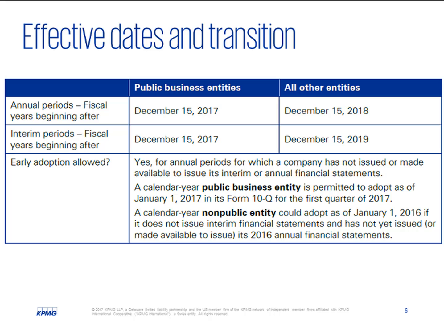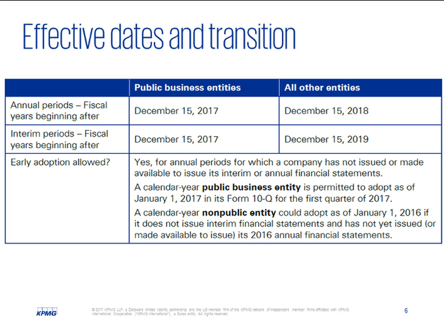All other entities can early adopt as of January 1, 2016, as long as they haven't issued interim or annual financial statements for 2016. Wait, so that means that a public company will need to decide really quickly whether it wants to early adopt, considering a calendar year company needs to issue its 10Q in May. How will the transition work?